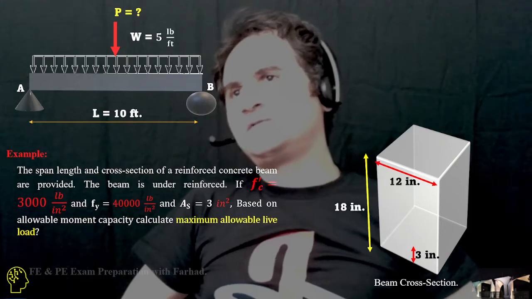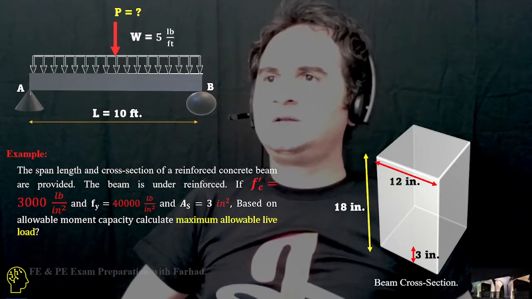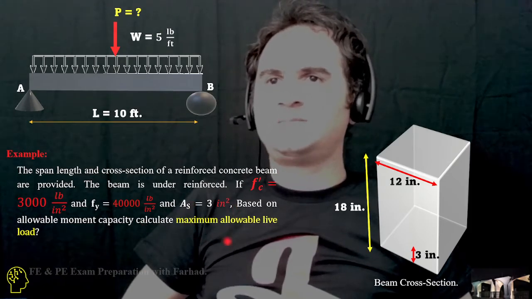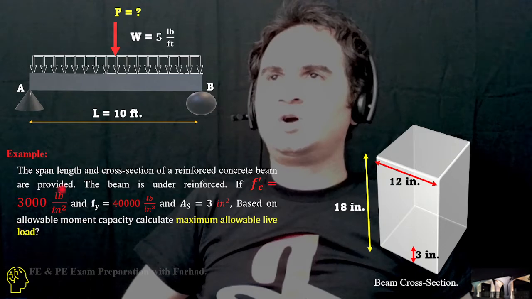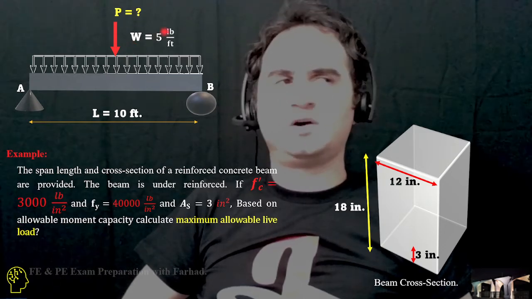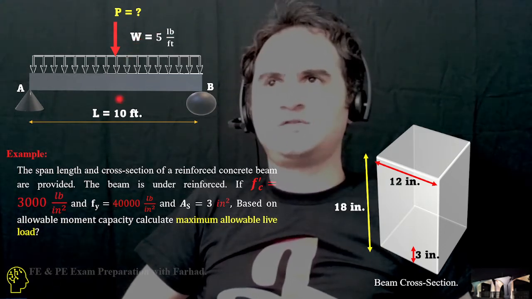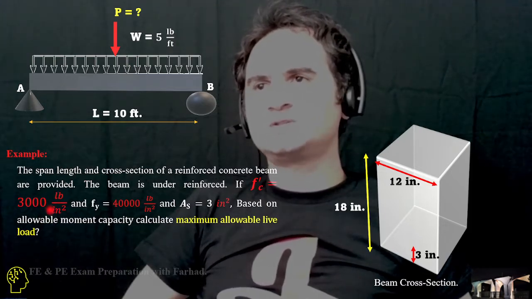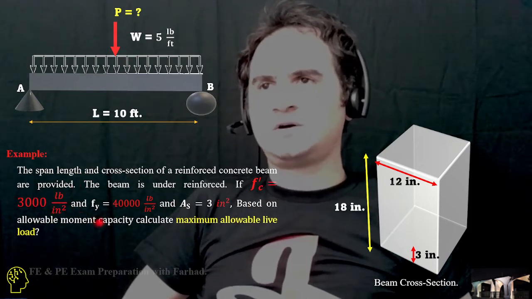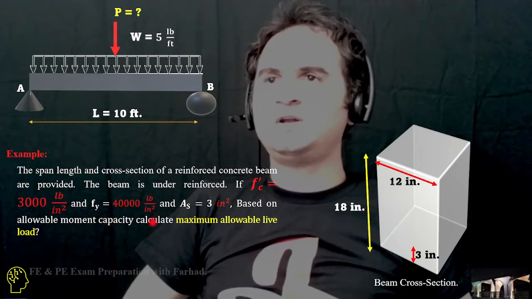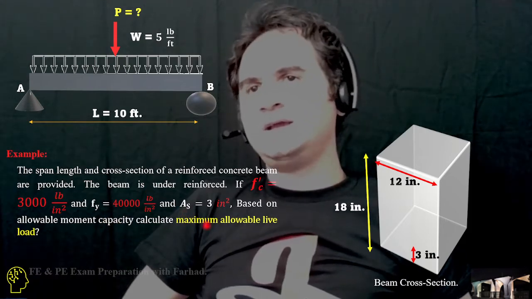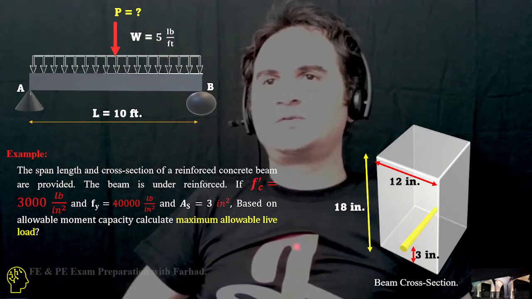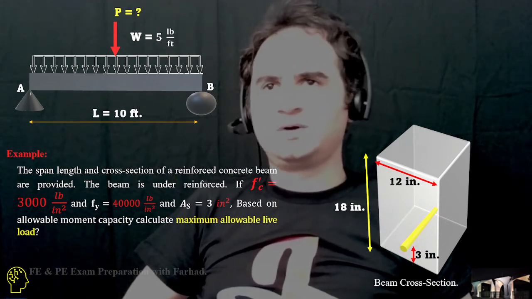In this example, based on the moment capacity, we want to calculate the maximum acceptable live load which can be applied as a concentrated load at the center of our beam. We know that f'c is equal to 3000 psi, the yield stress of steel is 40,000 psi, and As, the area of our tensile rebar, is 3 inches squared.